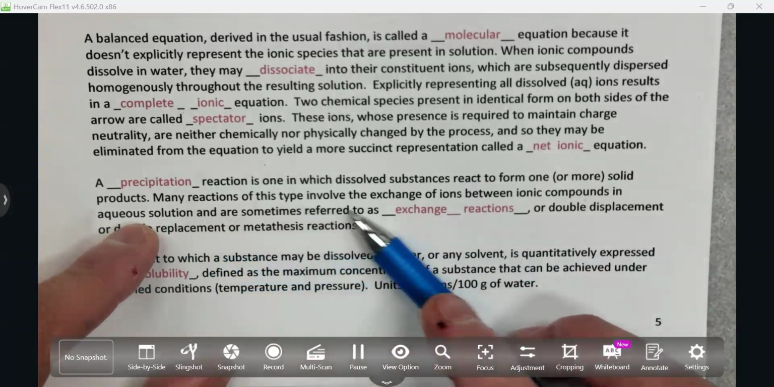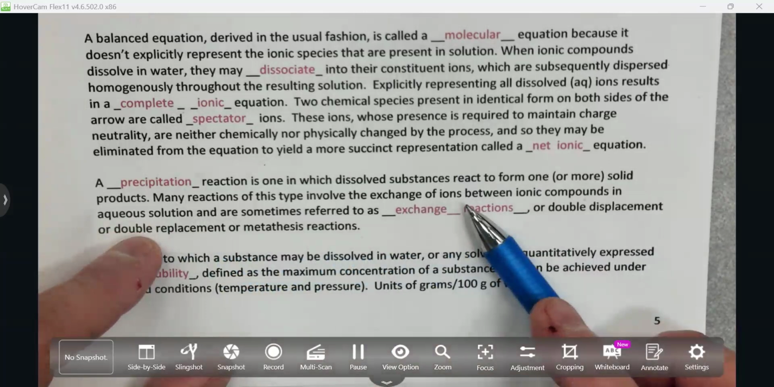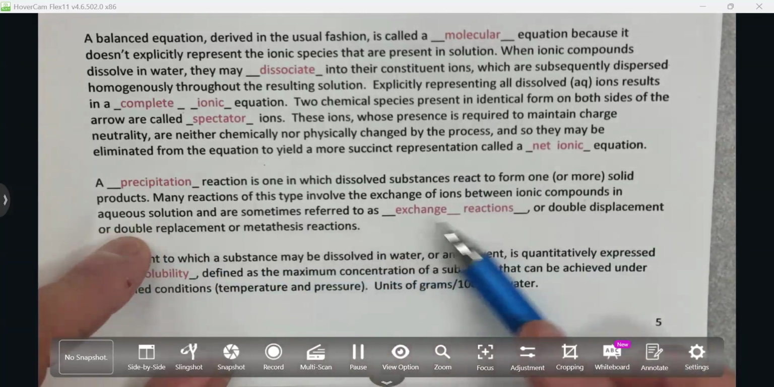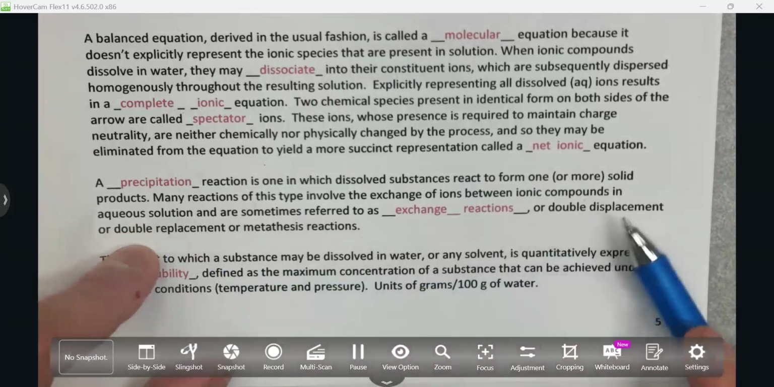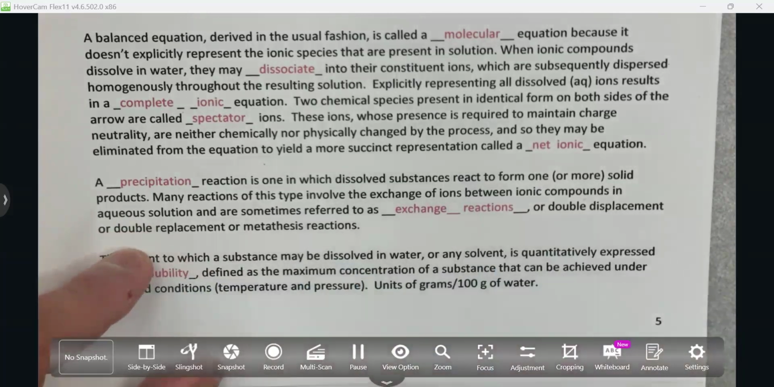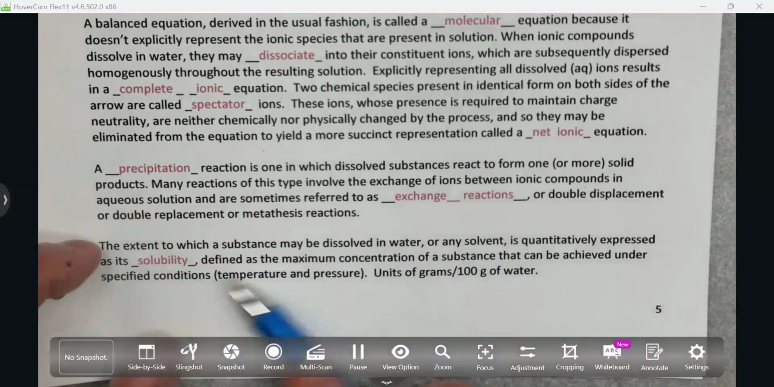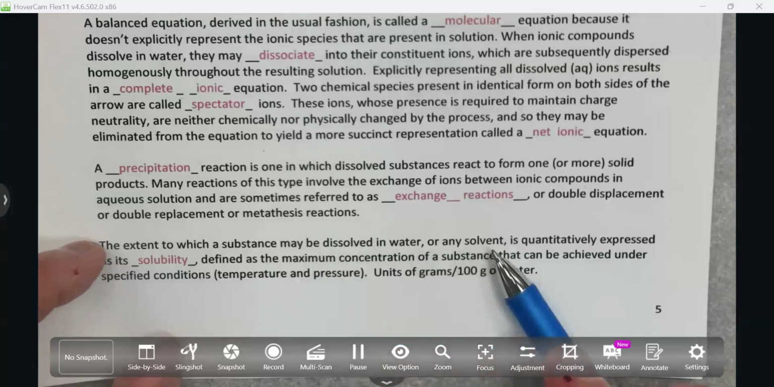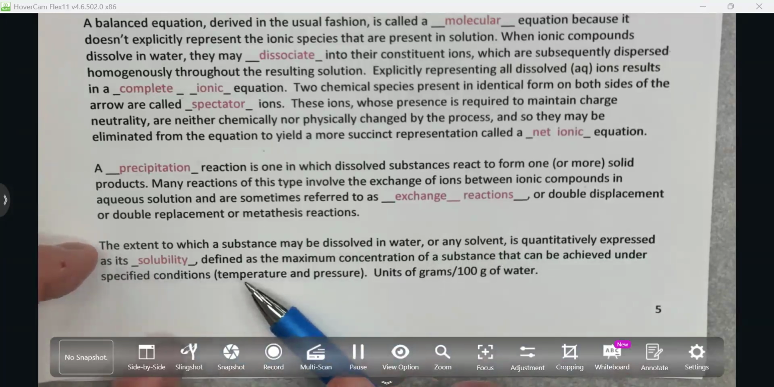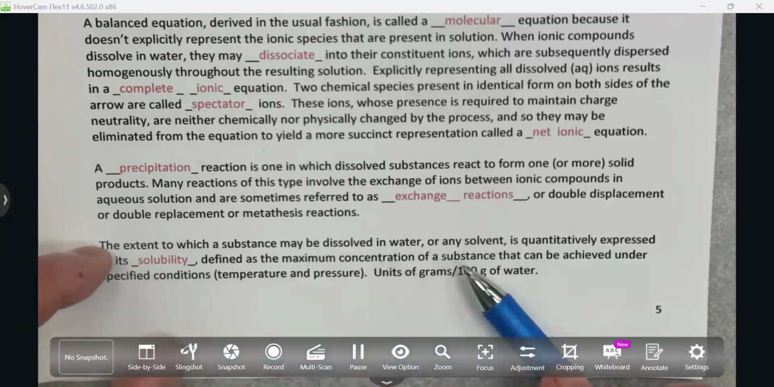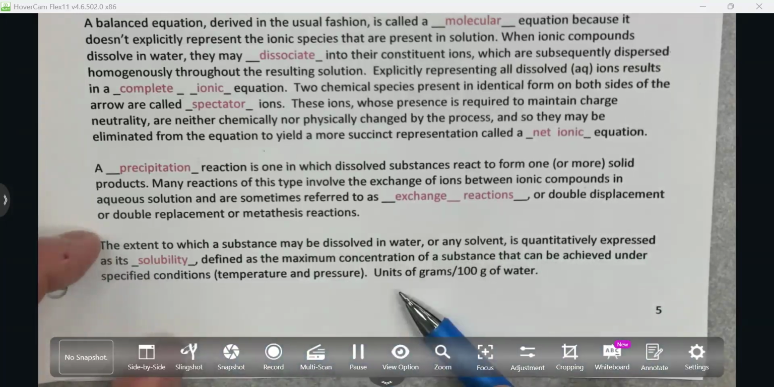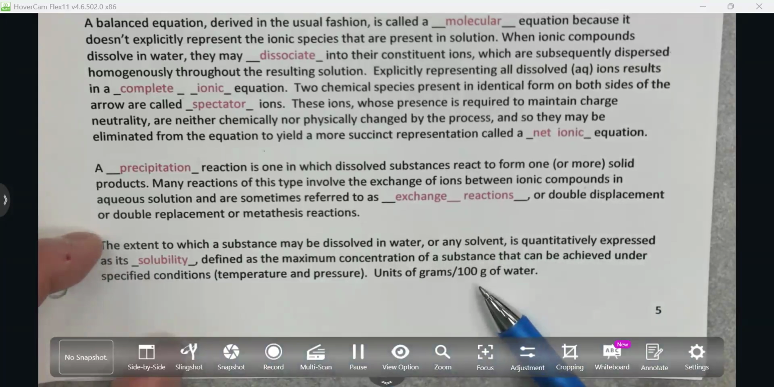Many reactions of this type involve the exchange of ions between ionic compounds in aqueous solution, and are sometimes referred to as exchange reactions, or double displacement, or double replacement, or metathesis. It's all the same. The extent to which a substance may be dissolved in water or any solvent is quantitatively expressed as its solubility, defined as the maximum concentration of a substance that can be achieved under specific conditions, temperature and pressure. The units are grams per 100 grams of water.